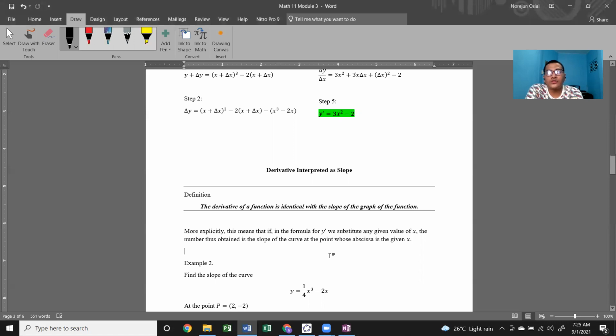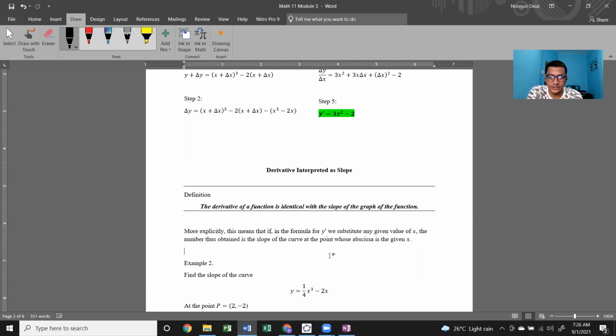Now that we know how to solve for the derivative of a function, we proceed to its application. So why is the derivative of a function very important? Because of its application in engineering. One application of the derivative is that it can be used to solve for the slope of a function at any point. By definition, the derivative of a function is identical with the slope of the graph of the function.